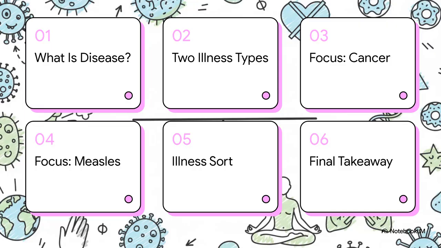So here's our game plan. We'll start with the absolute basics. What even is a disease? Then we'll get into those two major types of illness. After that, we're going to zoom in on two very different examples, cancer and measles, to see this in action. We'll do a quick sorting game to test our knowledge, and then we'll get to the final, most important takeaway. First up, let's get a definition.